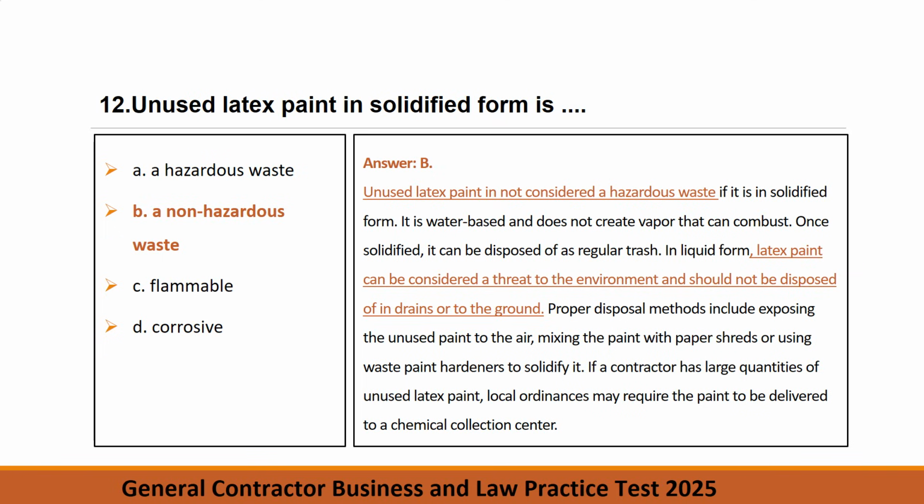Proper disposal methods include exposing the unused paint to the air, mixing the paint with paper shreds or using waste paint hardeners to solidify it. If a contractor has large quantities of unused latex paint, local ordinances may require the paint to be delivered to a chemical collection center.